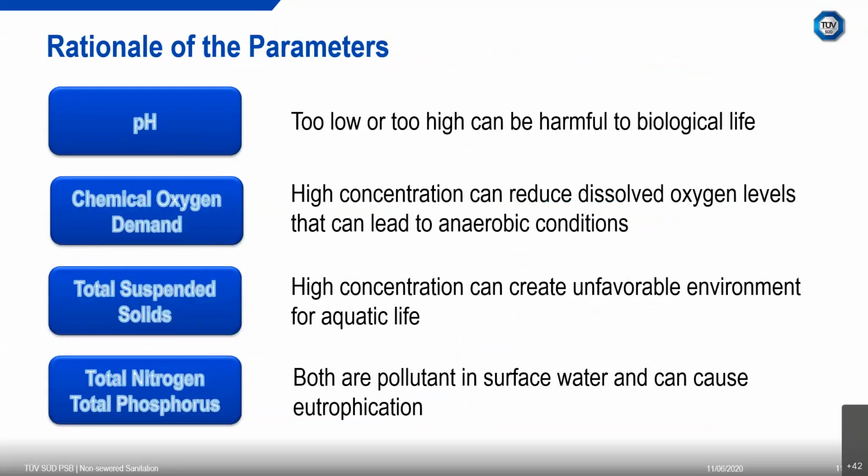What is the rationale for the five parameters? pH, COD, TSS, total nitrogen, and total phosphorus are considered necessary standard environmental performance parameters. pH is a measure of how acidic or basic water is. The pH range goes from 0 to 14, where less than 7 represents acidic, while higher than 7 is basic or alkaline. pH 7 at 25 degrees C is considered neutral.